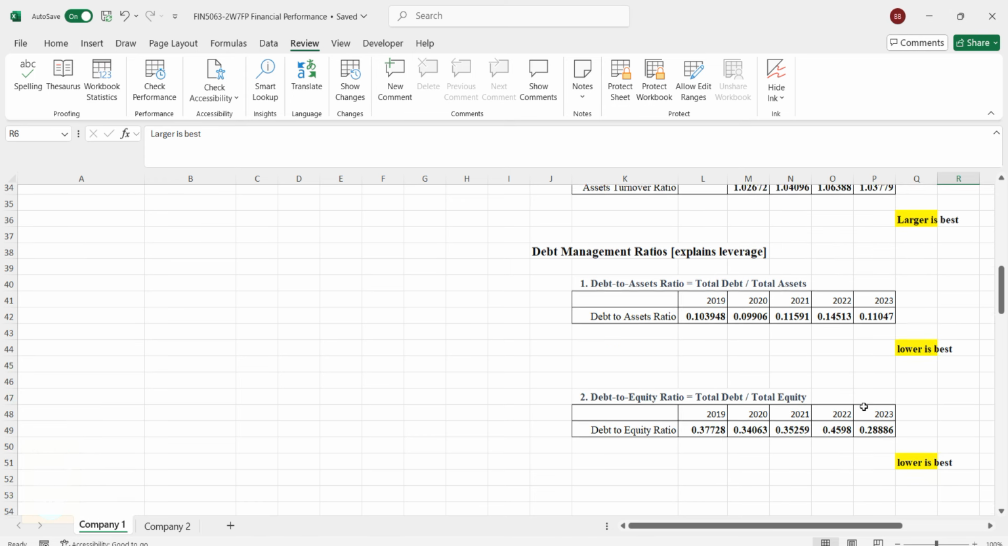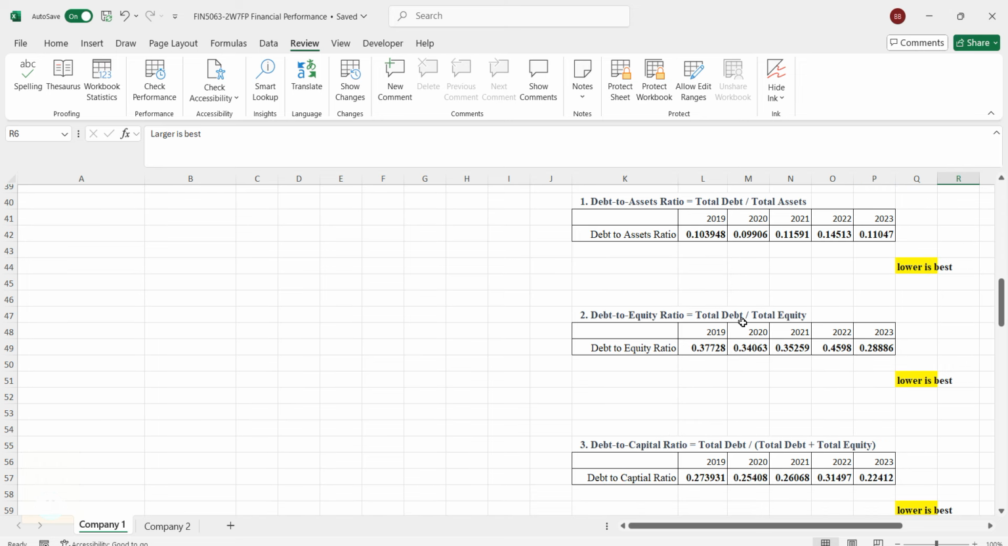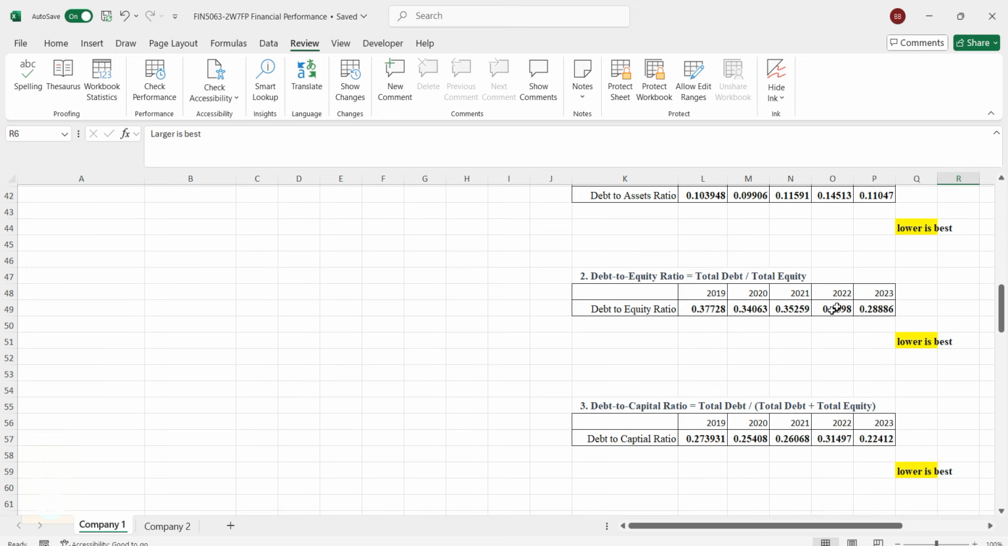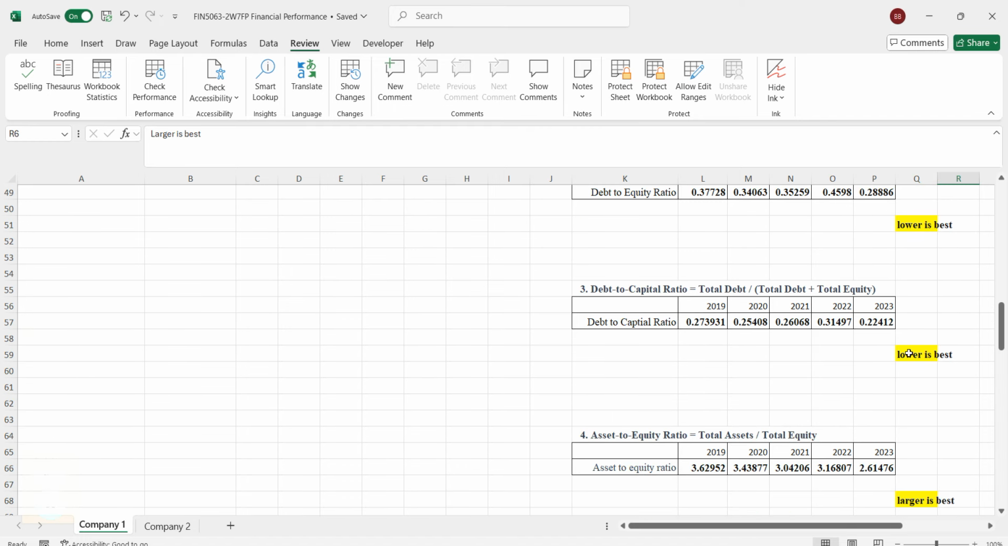Under debt management ratio, take the debt to asset ratio. Total debt is at the top and total assets is the denominator, so the assets should create less debt, and the value should be lower. In equity, it should generate lesser debt. We use the same formula, and whatever the debt ratios are, they are supposed to be lower.